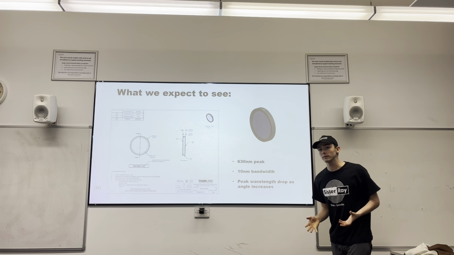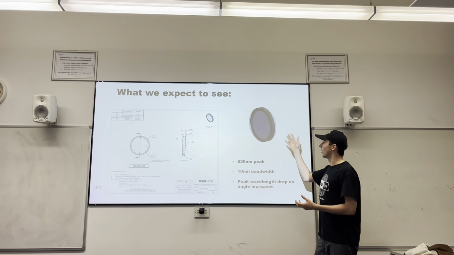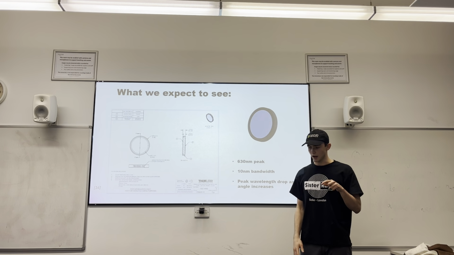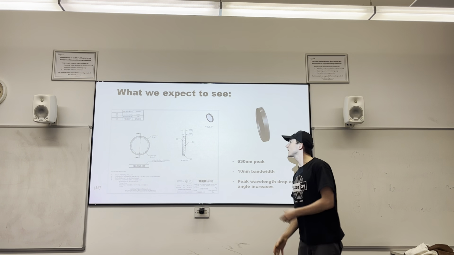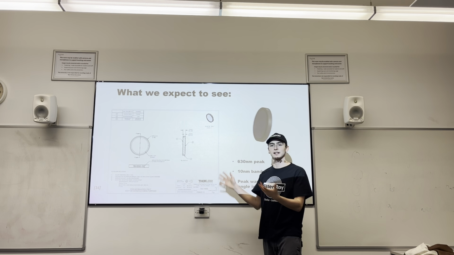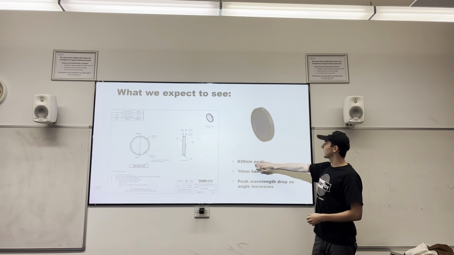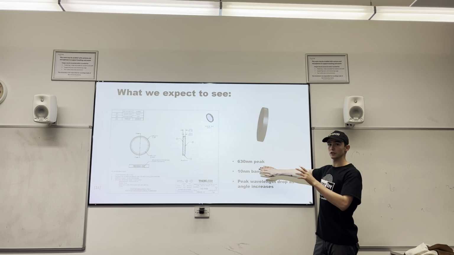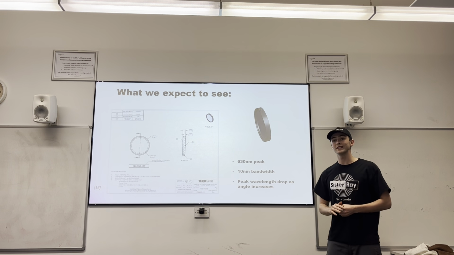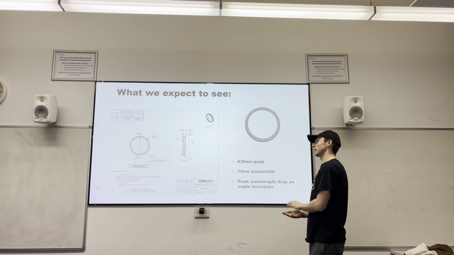We were hoping to look on the internet and find images or descriptions of the structure of the filter, but we couldn't find anything, and I think that it is a bit of a trade secret. So instead what we did is we looked at the schematics, and we looked at the description of the filter, and we found that it had to have, for light travelling straight through the filter, a peak at 630 nanometers, a bandwidth of 10 nanometers, and we expected that the wavelength would drop as the angle increased.